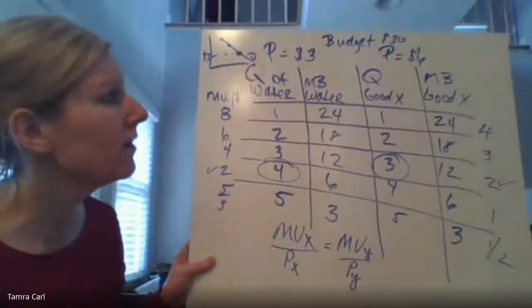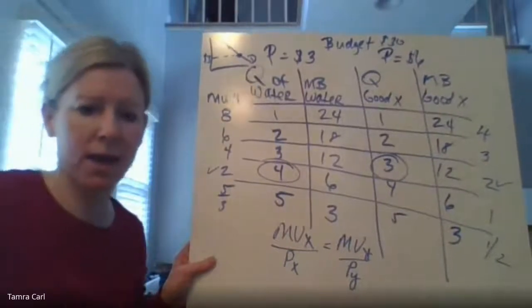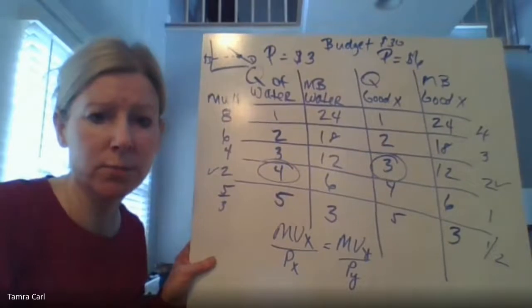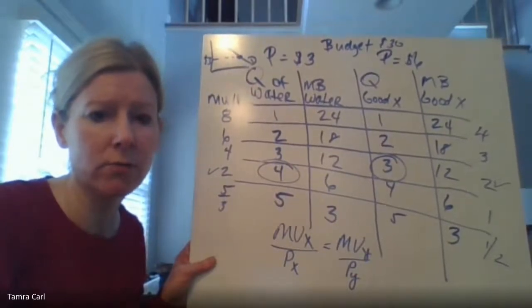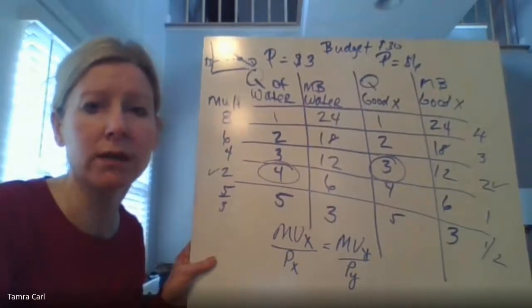So they said that the price of good X is $5, and they asked, what is the consumer surplus if she purchases 3 units of good X?